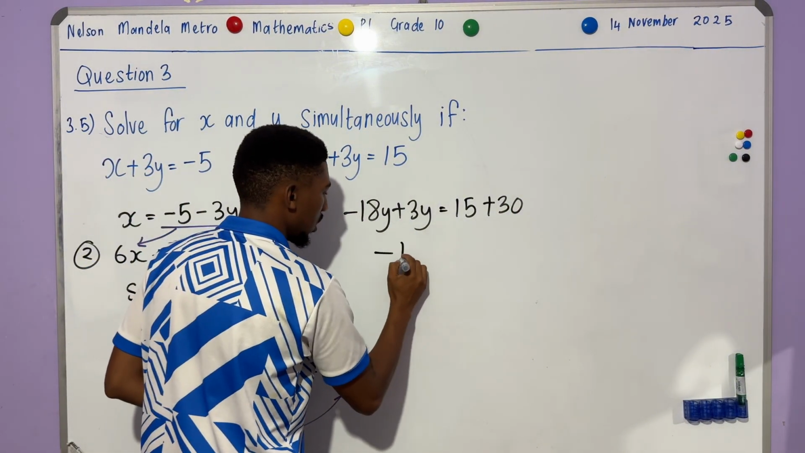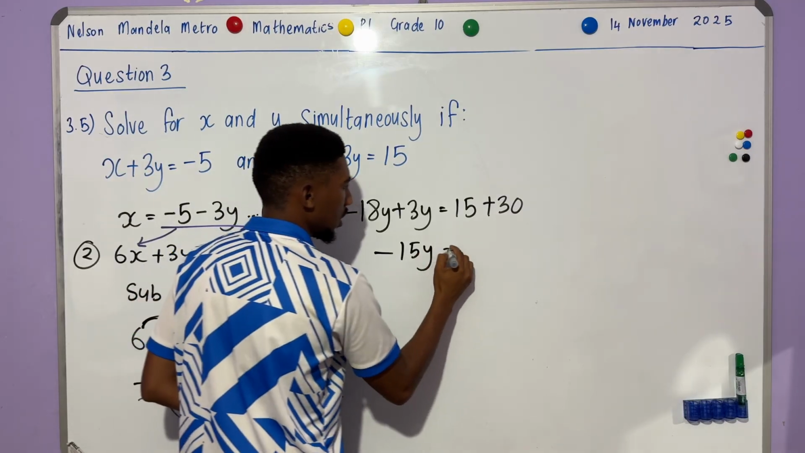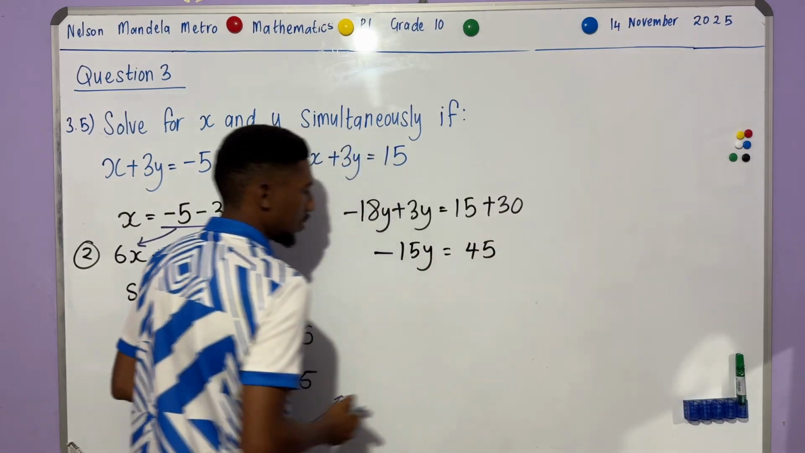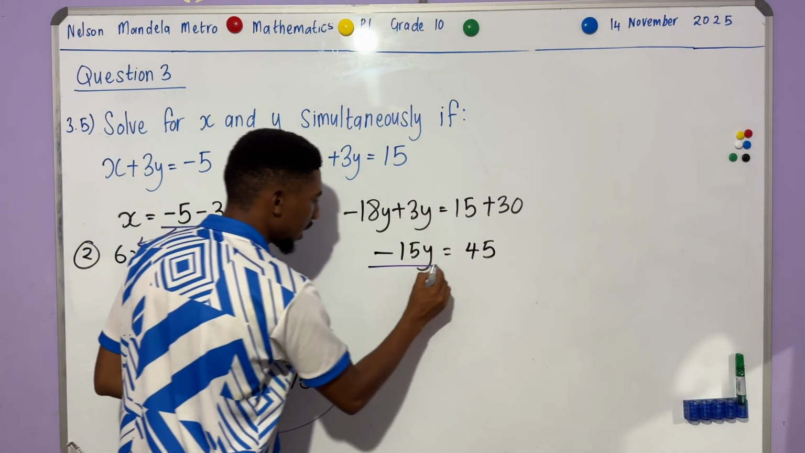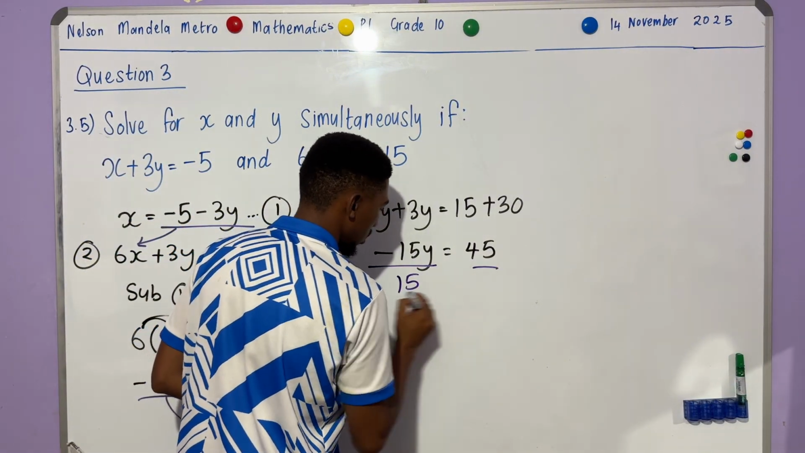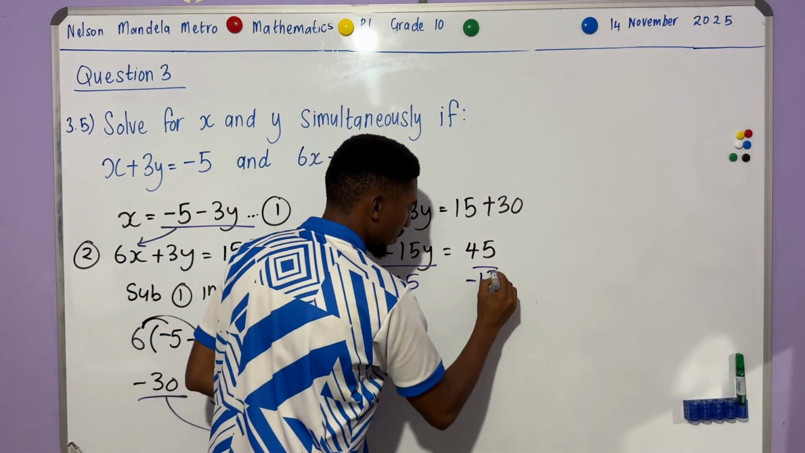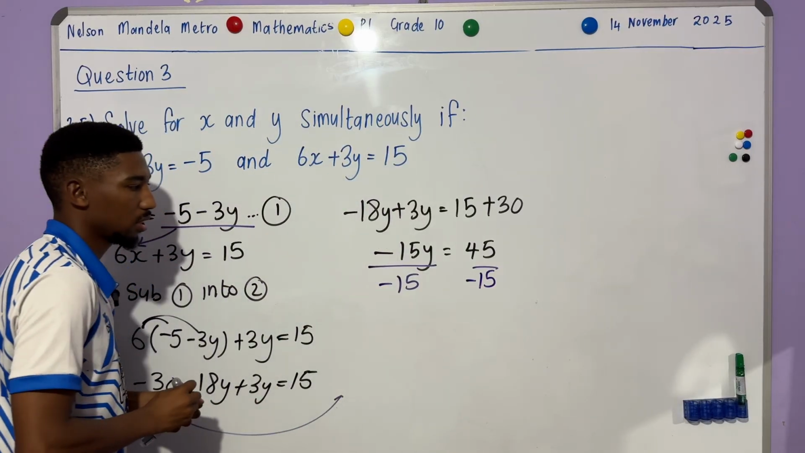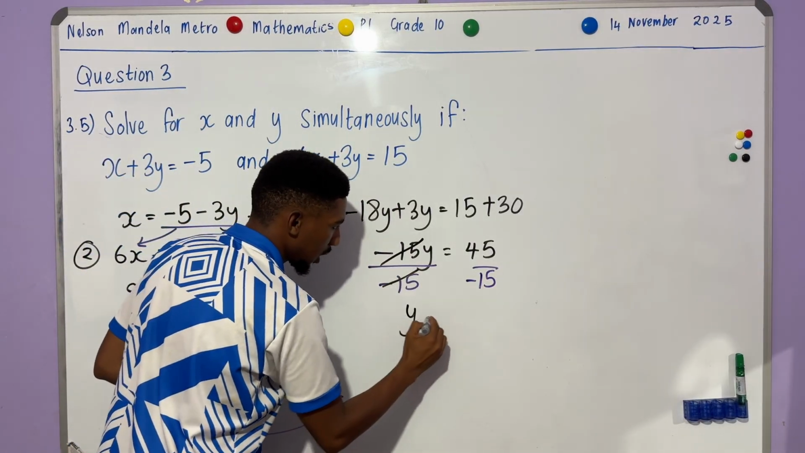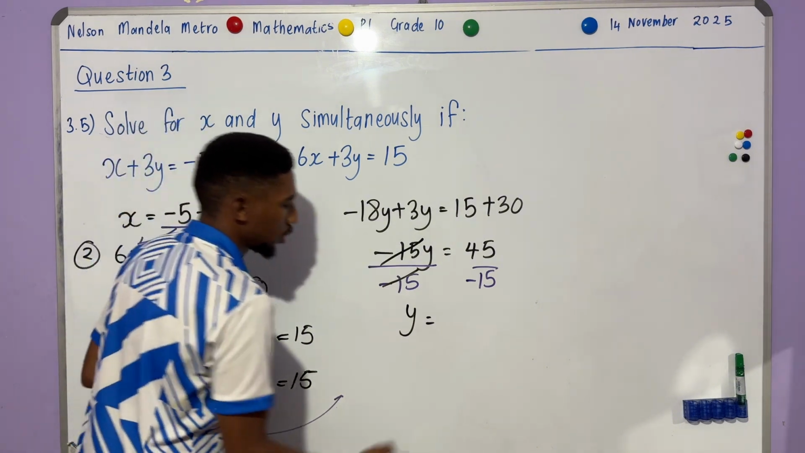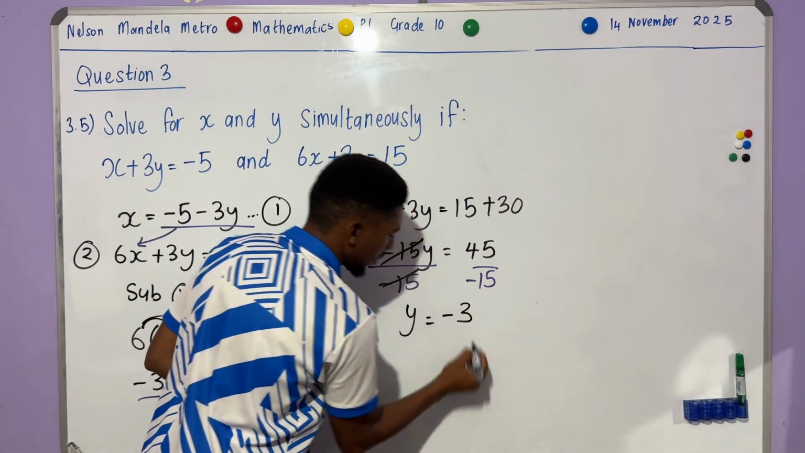This becomes minus 15y equals 45. For me to solve for y now, I want to divide by negative 15 on the left, and divide by negative 15 on the right. This cancels. Then I'm left with y equals 45 over negative 15, which is negative 3.